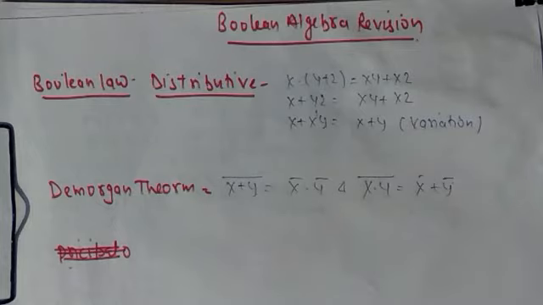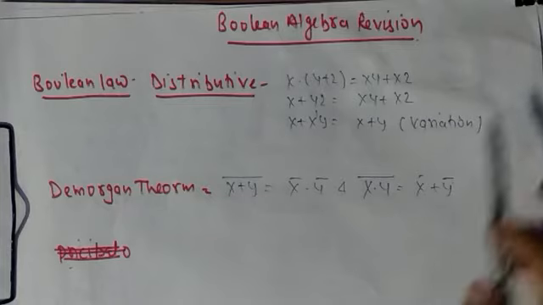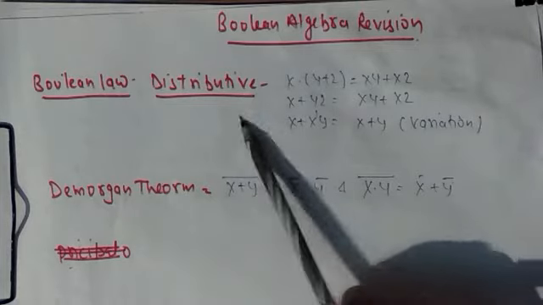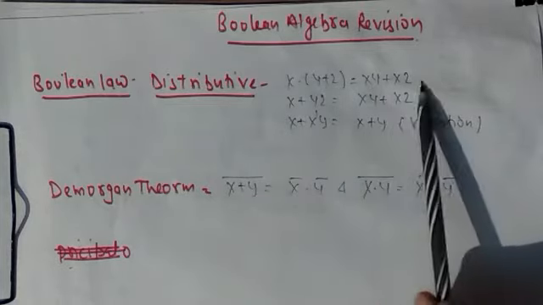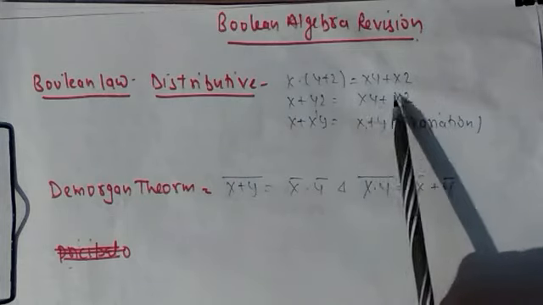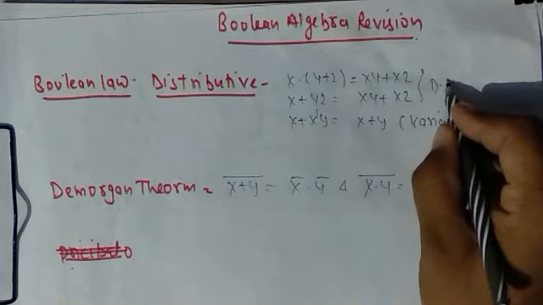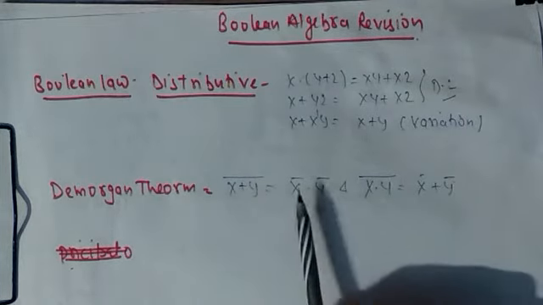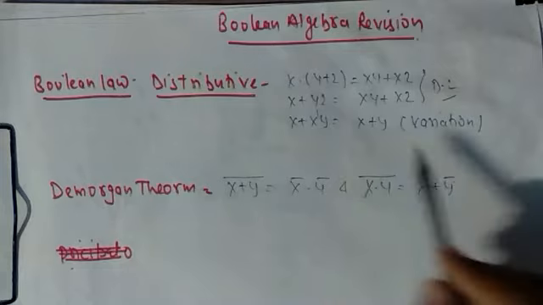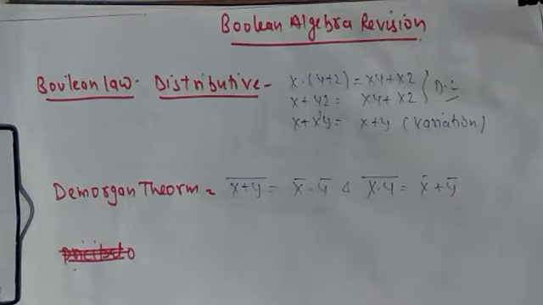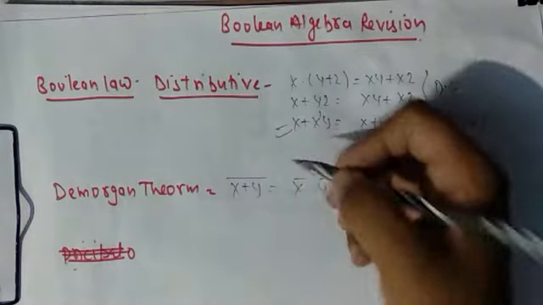In our previous class we learned what the distributive law is: x plus yz equals xy plus xz. These are the core distributive laws. But there is one more law, x plus x bar y equals x plus y. This is a variation of the distributive law, or we can say it is a third distributive law. Now I will prove it using a truth table, and I will make the logic circuit of that expression.